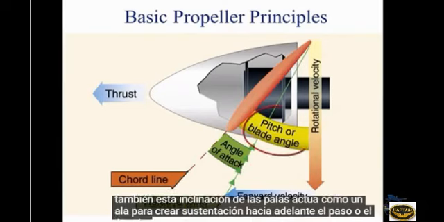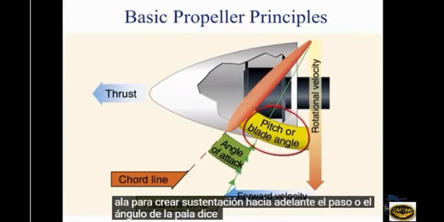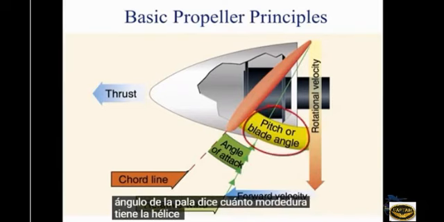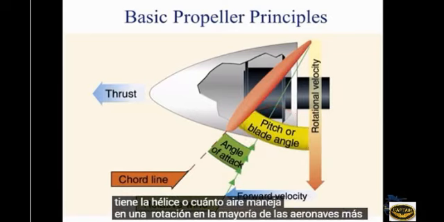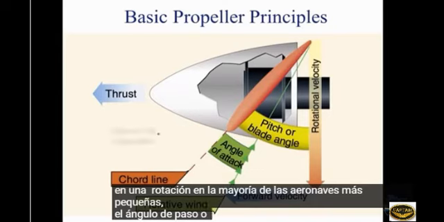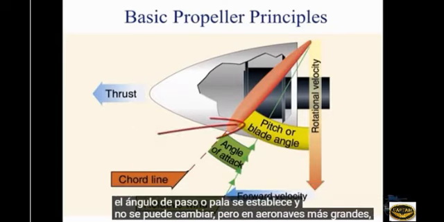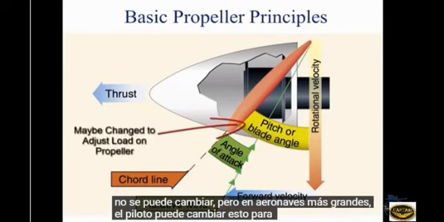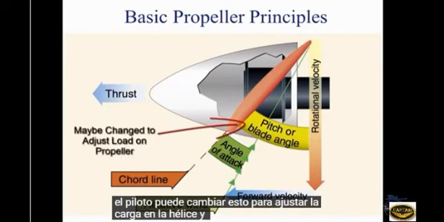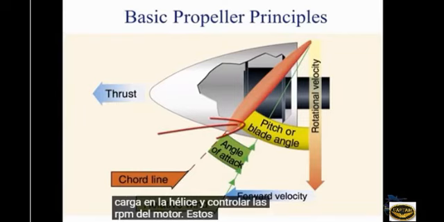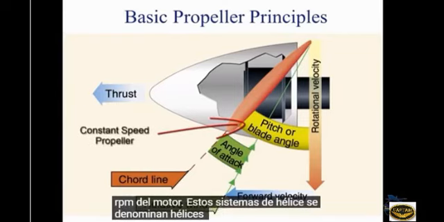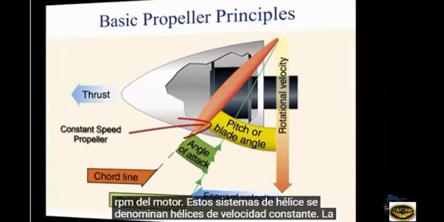The pitch or blade angle says how much of a bite the propeller has or how much air it handles in one rotation. On most smaller aircraft, the pitch or blade angle is set and cannot be changed. But in larger aircraft, the pilot may change this to adjust the load on the propeller and to control engine RPM. These propeller systems are called constant-speed propellers.